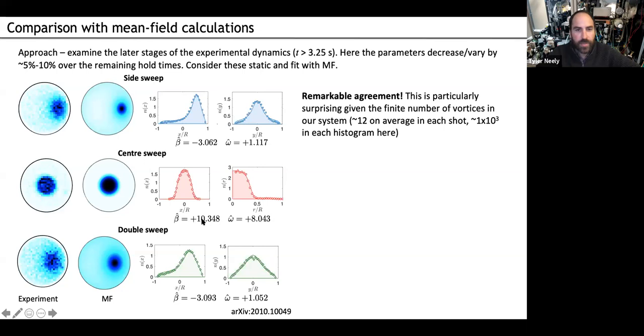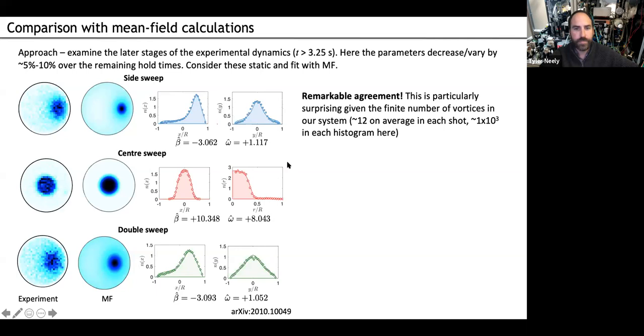So this one's very positive temperature, which makes sense. The double sweep again is negative temperature, but it's actually quite close to that transition point of omega equals one. Well, it's closer to it than this very off-axis cluster.